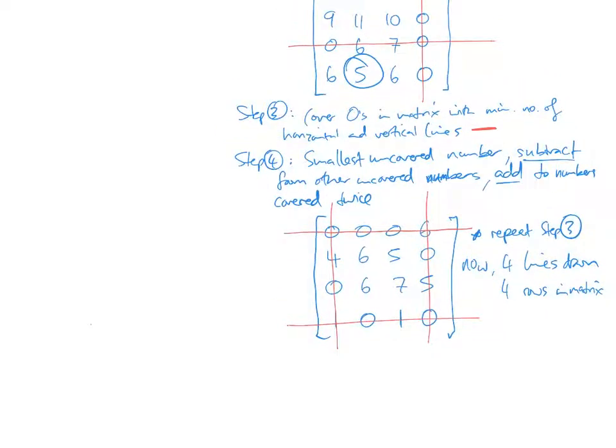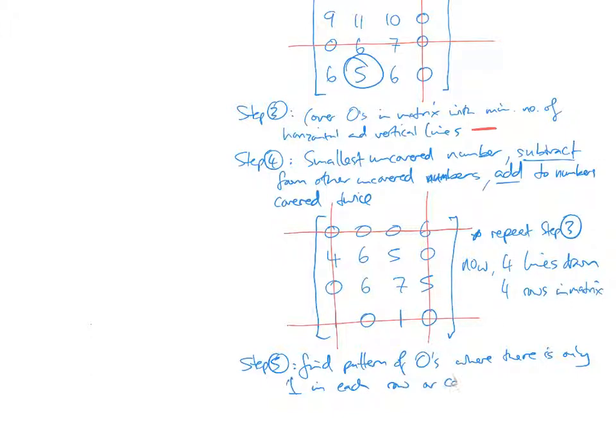So step 5 is to find a pattern of zeros where there is only 1 in each row or column. Okay, so here we use some trial and error, use a little lateral thinking, spatial recognition to identify. I could start in the top left, but let's have a think about that first.